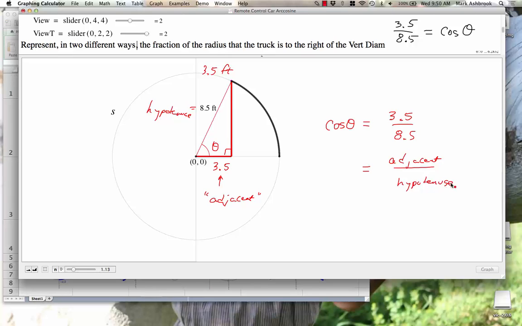Many of you have memorized this formula before: cosine is adjacent over hypotenuse. But we see exactly where it comes from, because adjacent over hypotenuse gives us the fraction of the radius length that you are to the right of the vertical diameter. That's where it comes from. 3.5 over 8.5 gives us that fraction of a radius. So it makes sense. It's not just something you memorize. It should make sense. Okay, exam Friday. Be ready.